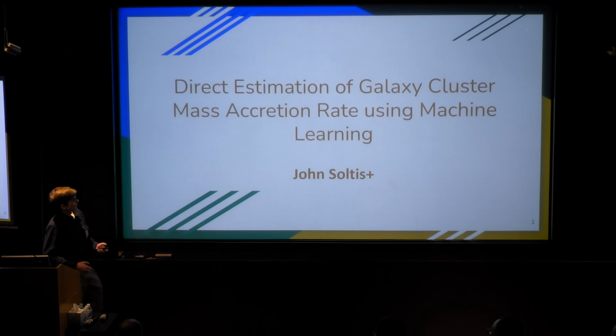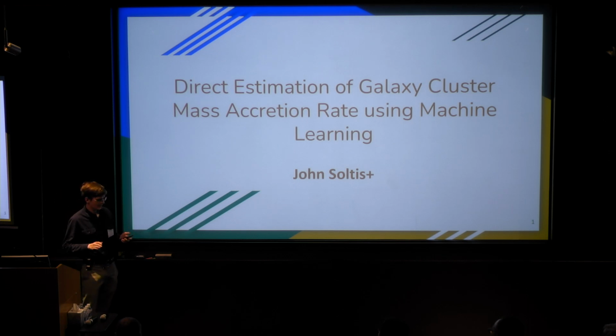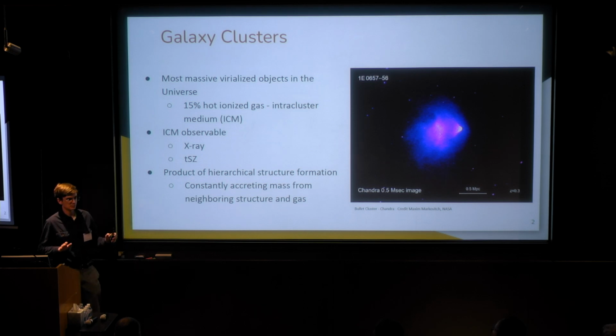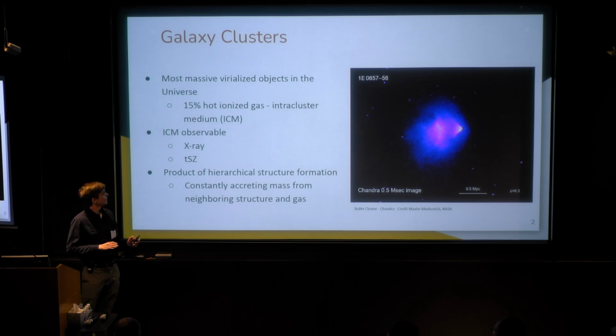All right. So I'm John Soltis again, and this is the same thing that I was talking about before. So we were working on a machine learning model to estimate the mass accretion rate of galaxy clusters. So first, just a little bit of background. I'm sure all of you are very familiar with this already, but galaxy clusters are the most virialized objects in the universe. They're very large, so they're very sensitive to cosmology.